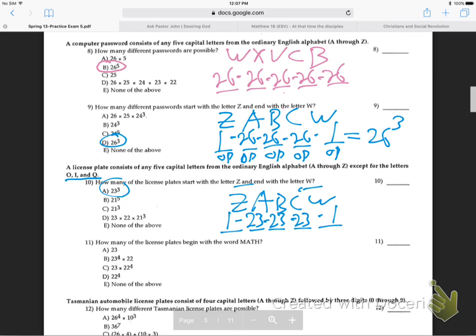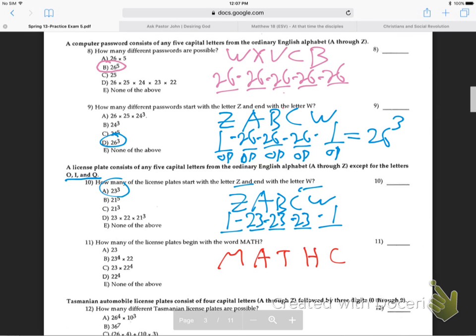Number 11. How many of the license plates begin with the word MATH? 23, good. It's easy, isn't it? A simple question if you're thinking right. If you're confused, what's my suggestion always? Literally do it. Pick a license plate that begins with the word MATH. So you have MATH and then something else at the back, because it's got to be 5 letters.